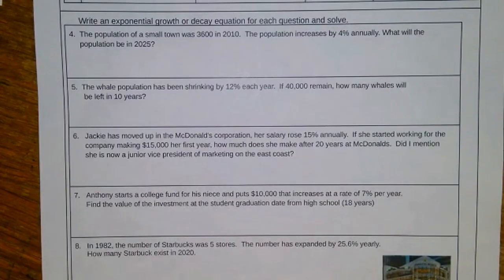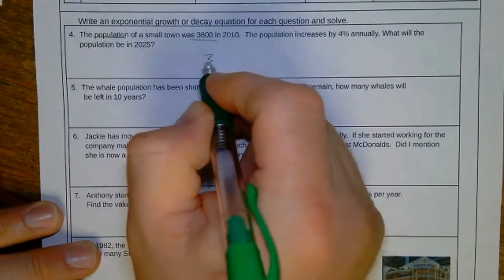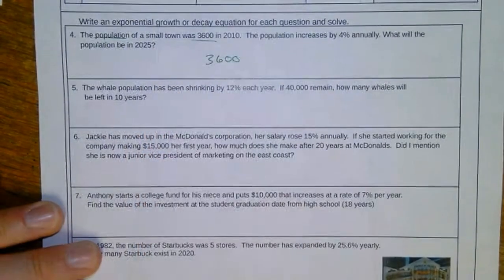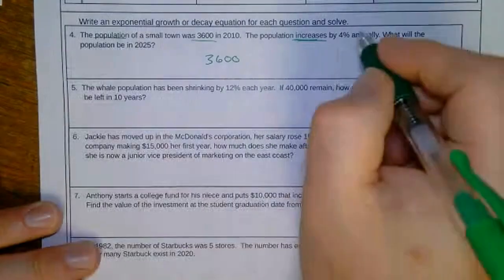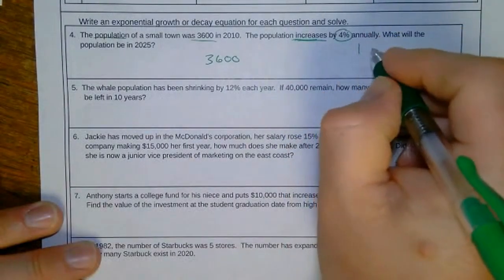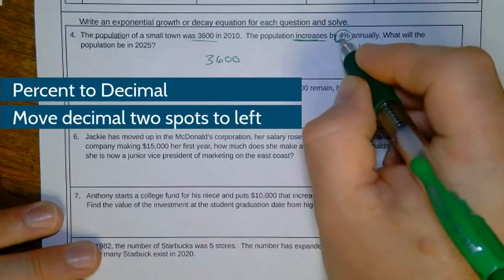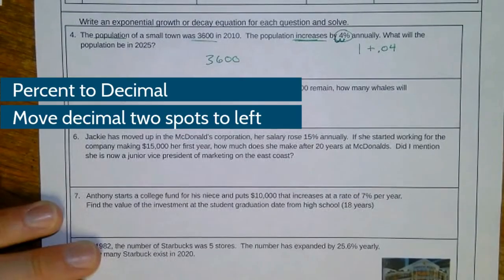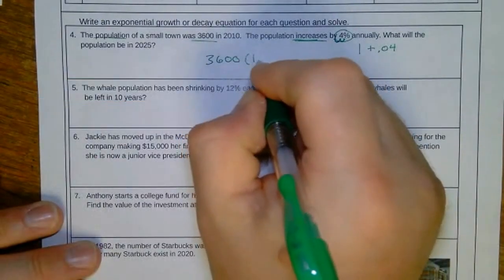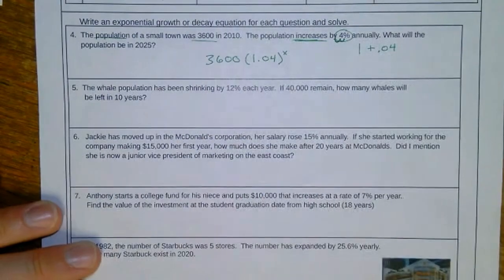The questions below are word problems associated. Again, always start with your initial population. Population was 3,600. Ask yourself, is it a growth or a decay? And then you're going to take the percentage and you're going to add. Now remember, 4%, if I go back 2 spots, is 0.04. So right here would be 1.04.